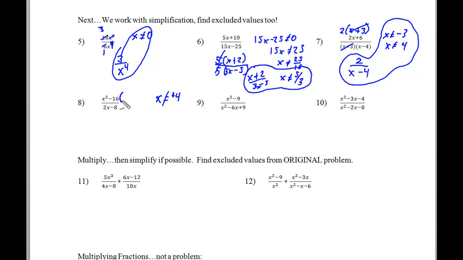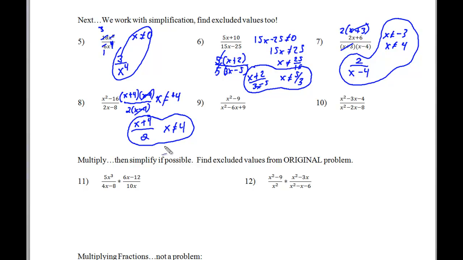Now this numerator can be split into x plus 4, x minus 4 through factoring. And in my denominator, I factor out a 2, leaving 2 times x minus 4. The x minus 4's go away, x plus 4 is in the numerator, 2 is in the denominator, and my x cannot be equal to 4.